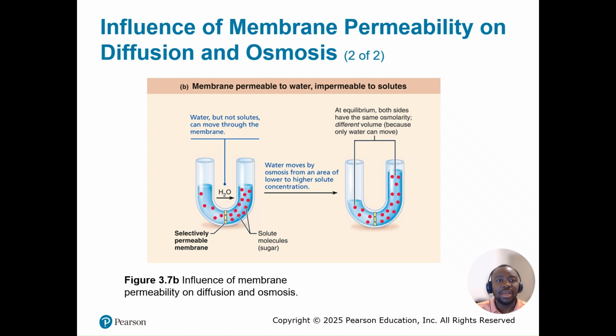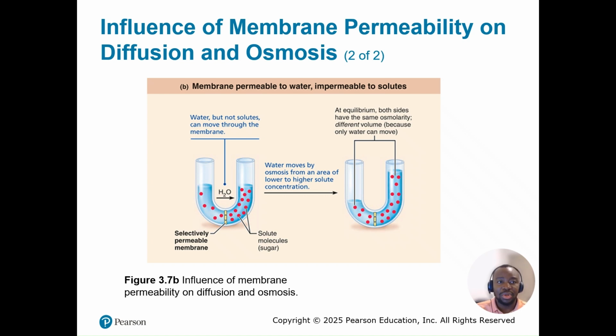This figure here illustrates a U-shaped glass tube containing two solutions. The left compartment of the tube contains a solution with lower osmolarity or lower solute concentration. The right compartment of the tube contains a sugar solution with higher osmolarity. The two solutions are separated by a selectively permeable membrane. The membrane is only permeable to water but impermeable to solutes.